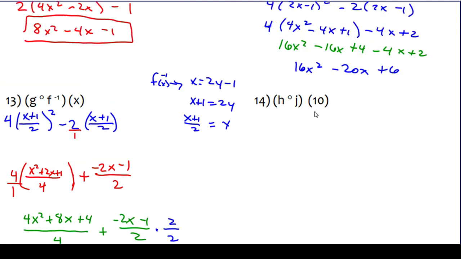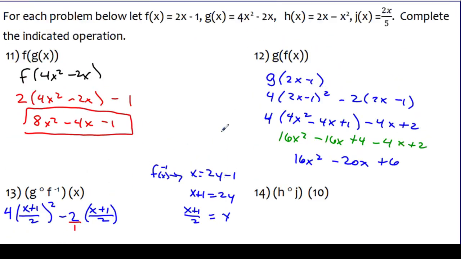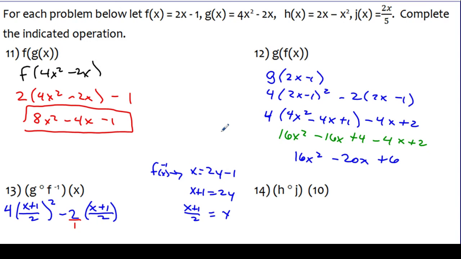Okay. Problem number 14 is a lot more straightforward. So this one's saying let's do h of j of 10. So again, what that means is we're going to start off with the j function, plug in a 10. After I have the answer to that, I'm going to plug that into h. So that's the idea of compositions. Take the output of j, plug it into h.